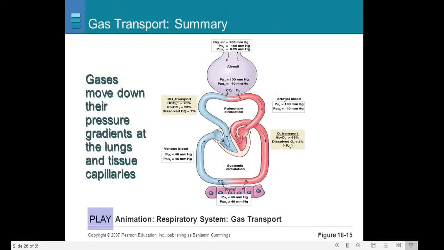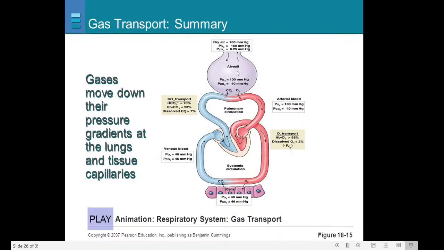Next, a very important thing is the respiratory system. In the respiratory system, gases move down their pressure gradient at the lung and tissue capillaries. Here you can see the alveolus taking in O2, and CO2 is released. In that period, pulmonary circulation happens, and then systemic circulation transfers the O2 to the cells.